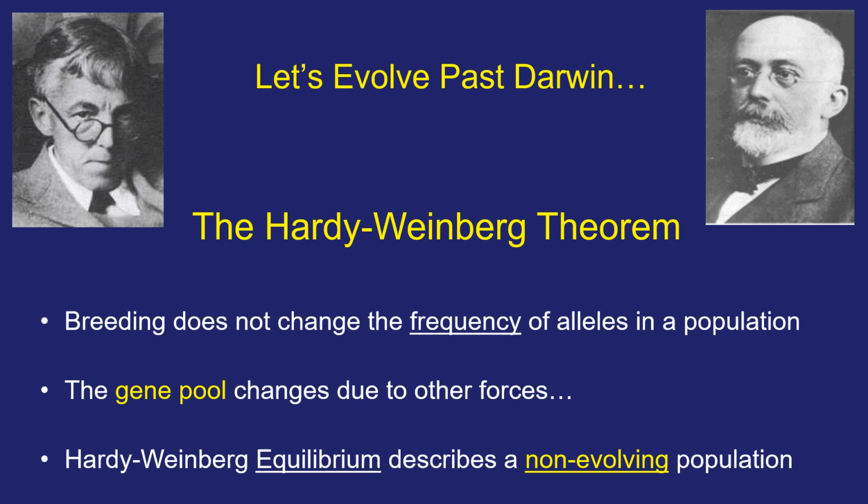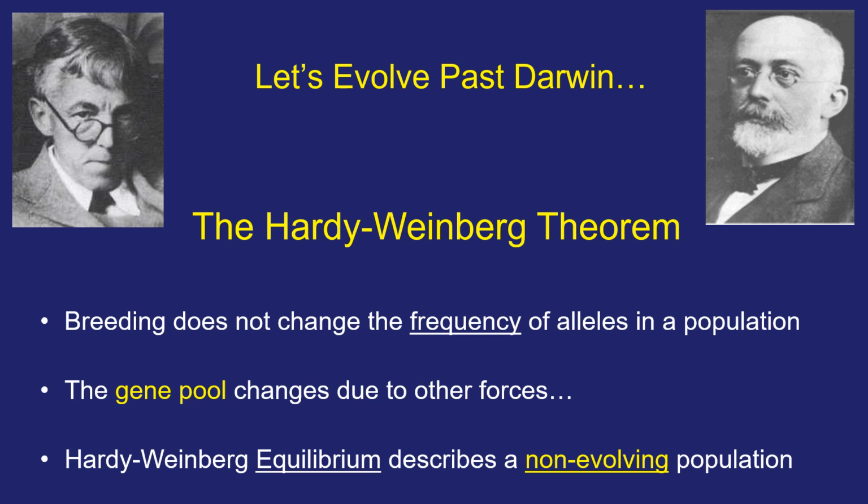Now, the first thing they both noted was that breeding alone will not change the frequency of alleles in a population. Think of it like a deck of cards. You can take cards, you can shuffle them, you can deal them, you can take them back, you can shuffle them again. None of that is going to change the frequency of the cards in that deck. So you're not going to change the frequency of queens, for instance, in your deck of 52 cards. The gene pool and the frequency of alleles in a population has to change due to other forces.